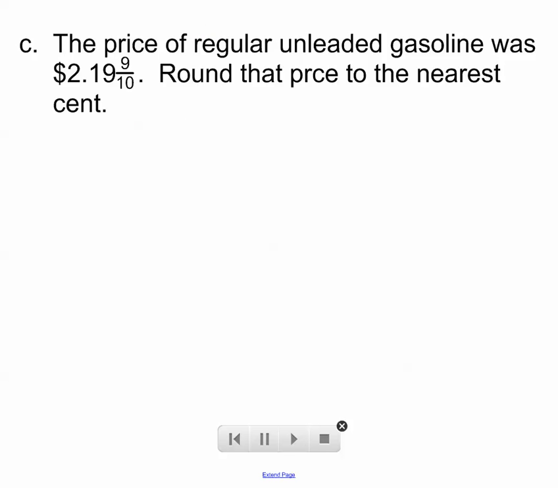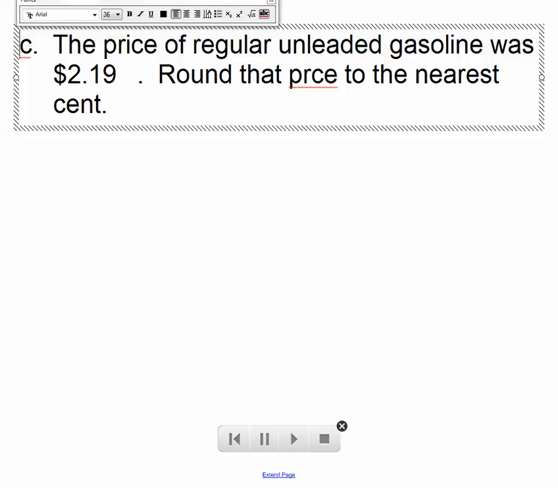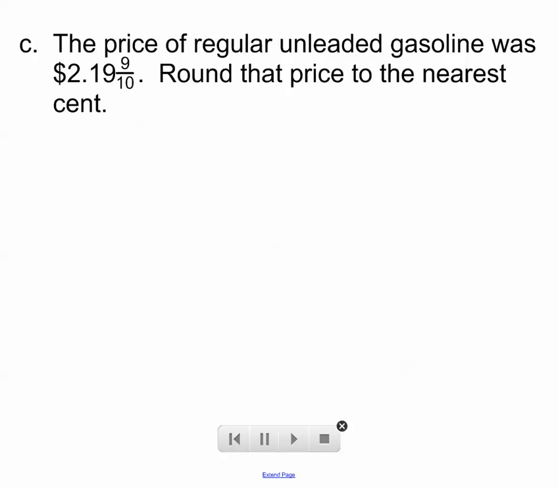The price of regular unleaded gasoline was $2.19. Round that price to the nearest cent. Yeah, I see that we need an I right there. We'll fix that. Okay. So we're going to round this to the nearest cent. All right, here we go.